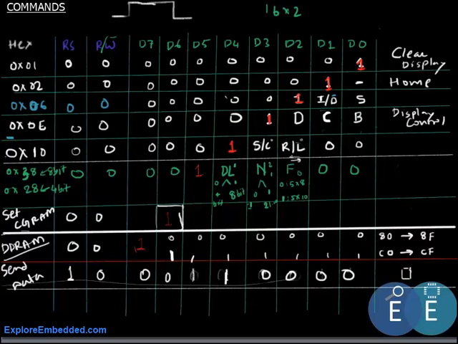Now moving ahead, just go ahead and look at the timing diagrams for the 8-bit mode. This would be similar for even the 4-bit mode. One thing that you need to remember in all the timing diagrams is the enable pulse. So that plays a very important role.